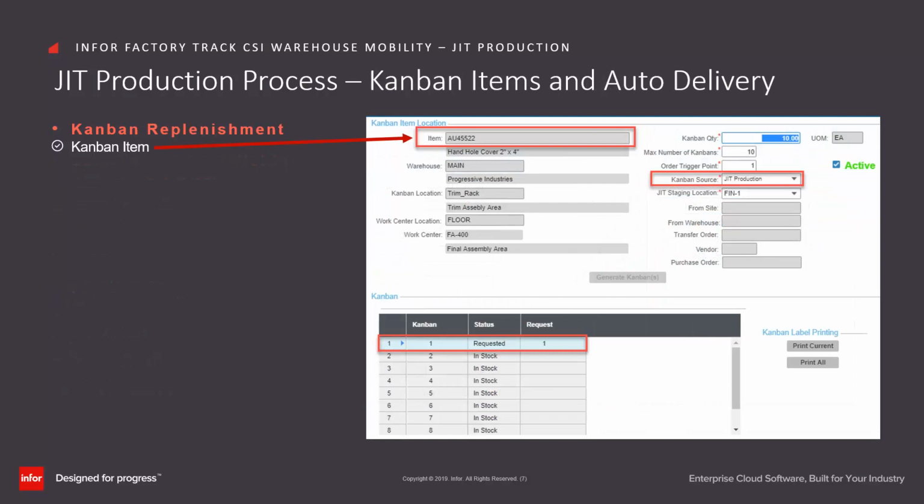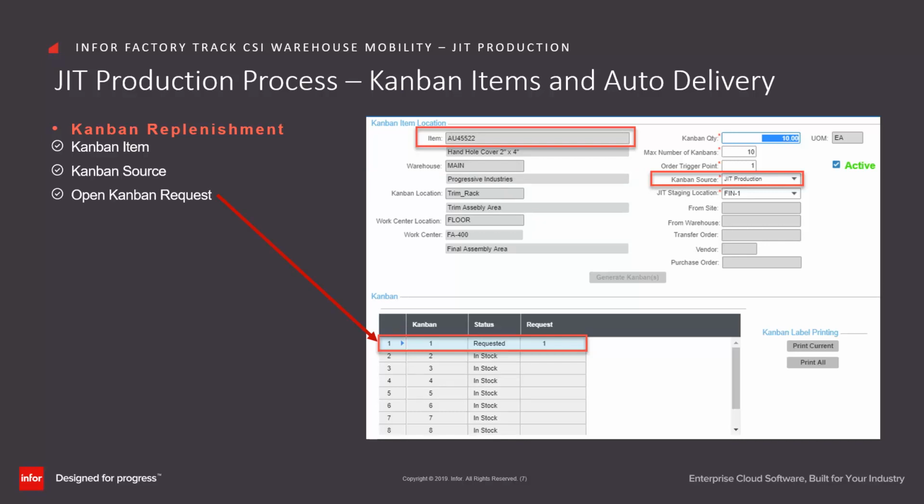JIT production processing is a primary component of the Kanban Replenishment system. For more detailed information on Kanban, please refer to the Kanban configuration and usability videos. Let's demonstrate this with the Kanban item AU45522. This Kanban item is set up for a Kanban source of JIT production. Note there are four types of Kanban replenishment sources: JIT production, inventory, purchase order, and transfer order. JIT production reporting process supports replenishment when the transaction set maintenance is enabled for Kanban auto delivery and when an open Kanban request for the item is available.